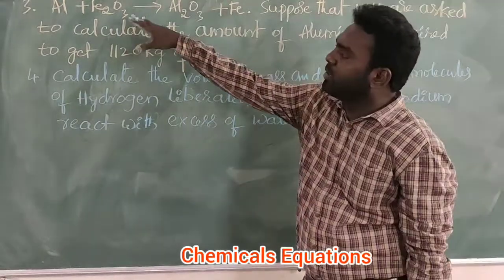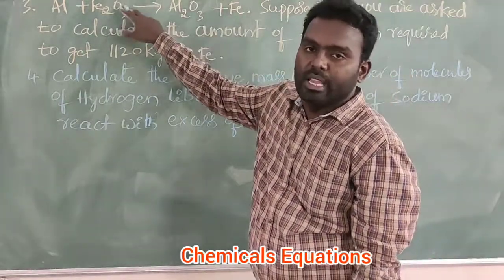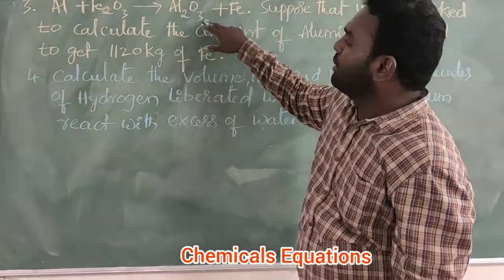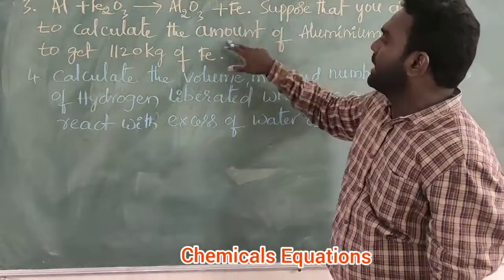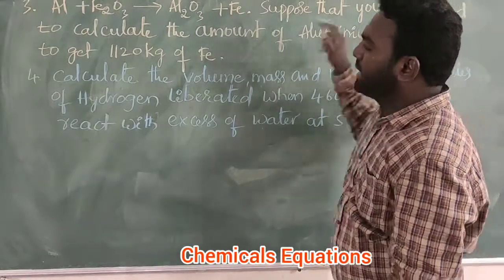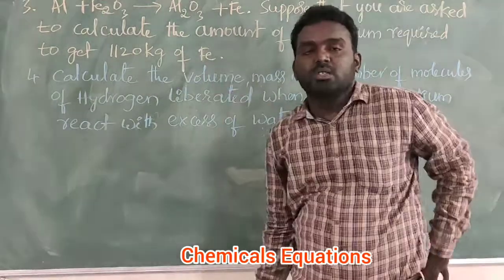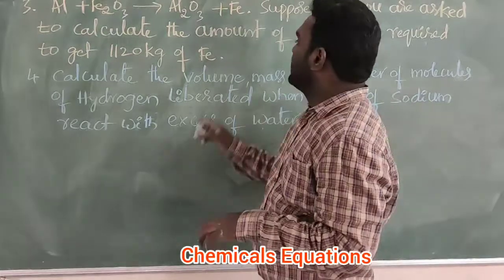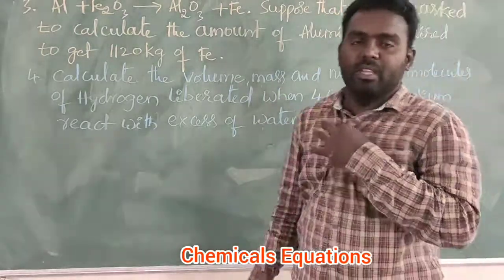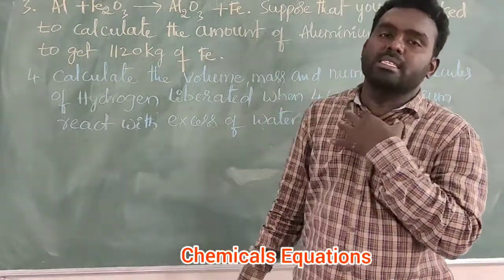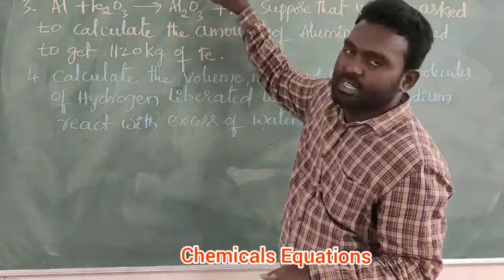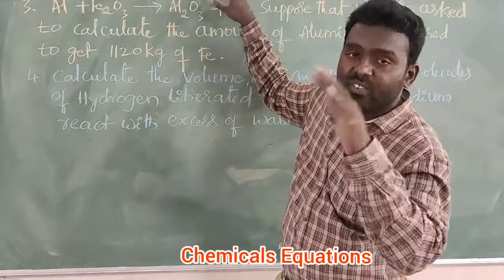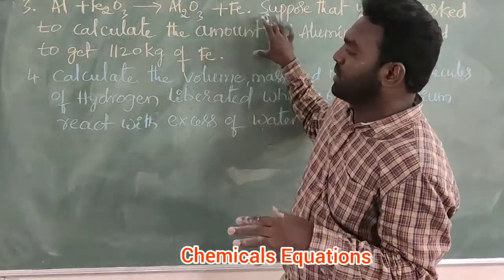The first one: aluminum reacts with iron oxide and produces aluminum oxide and iron. Suppose you are asked to calculate the amount of aluminum required to get 1120 kg of iron. This is one of the problems. They have given the relationship between aluminum and iron. This is the unbalanced equation. You must balance the equation, and after that you do the sum. This is important.